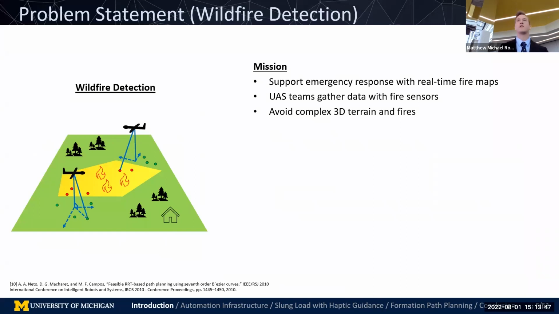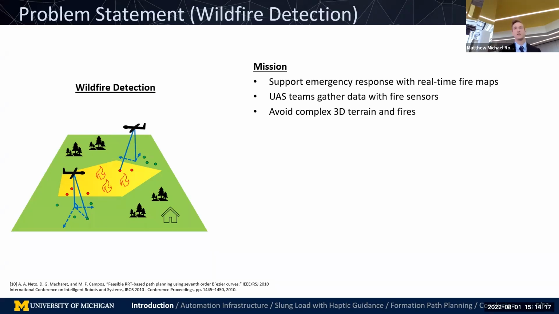And then lastly, the wildfire detection problem. Everybody knows that in California, in the West, in recent years, there have been significant wildfires that have harmed many people and property, and it's quite dangerous. However, using teams of fixed-wing UAS in this particular situation, we can potentially gather very useful real-time fire data and relay that to emergency response teams to help with their fire response and coordination.